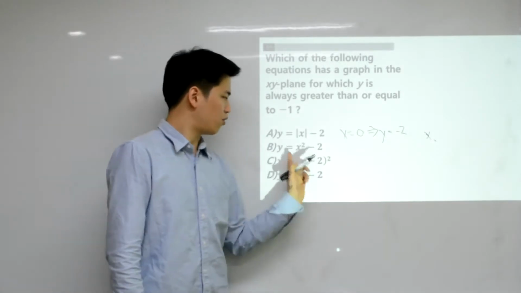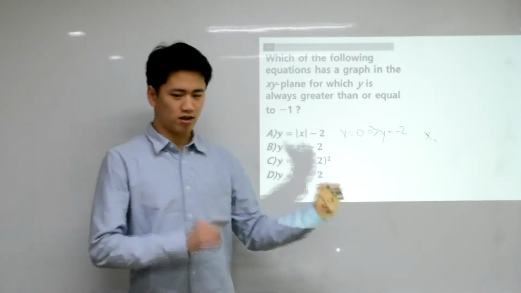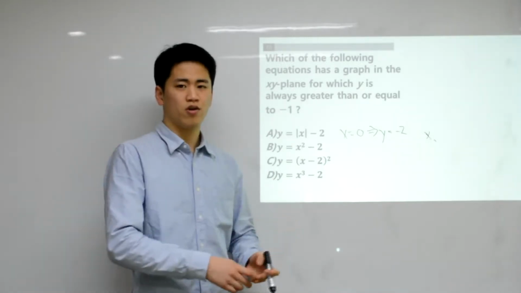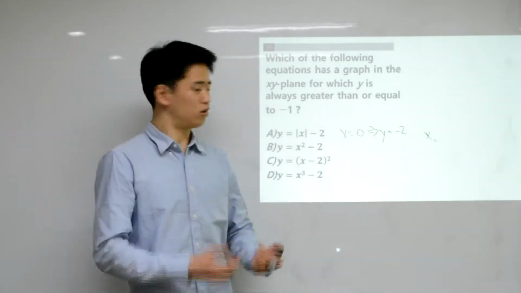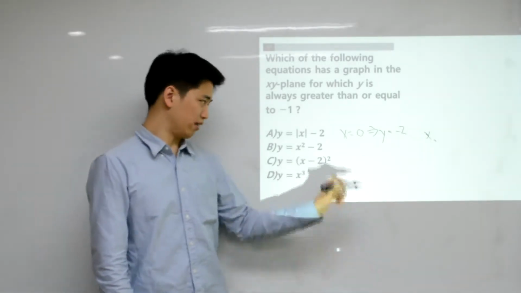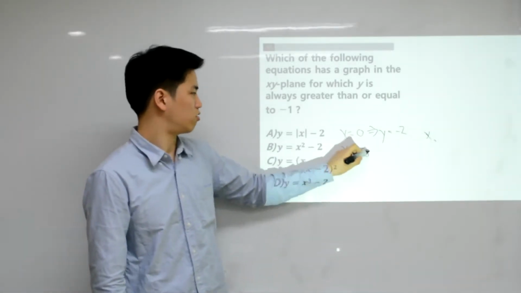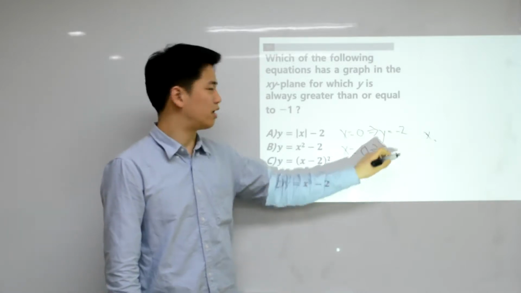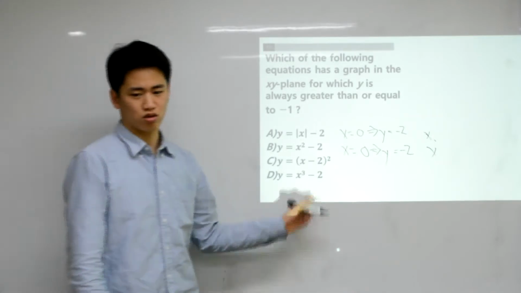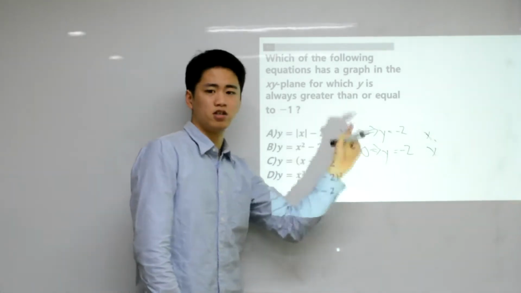And B, y equals x squared minus 2. We also know that x squared is always greater than or equal to 0, and that when x equals 0, x squared also equals 0. So when you let x equal 0, x squared minus 2 will be negative 2. So x equals 0, and y would equal negative 2 again. So yeah, this is also a cross. This also doesn't satisfy this criterion.